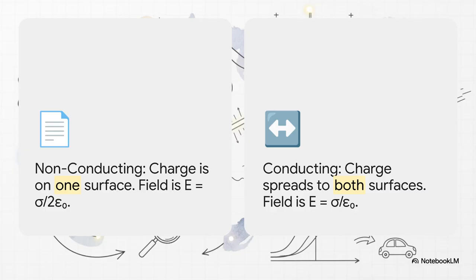It really matters whether it's an insulator, a non-conductor, or a conductor. The important variable here is sigma, which is the surface charge density, basically how much charge is spread over a certain area. On an insulating sheet, the charge is just stuck on one side. But on a conductor, those charges are free to move, so they spread out over both surfaces of the sheet. And what does that do? It literally doubles the strength of the electric field coming off of it. It's a small detail, but it makes a huge difference.